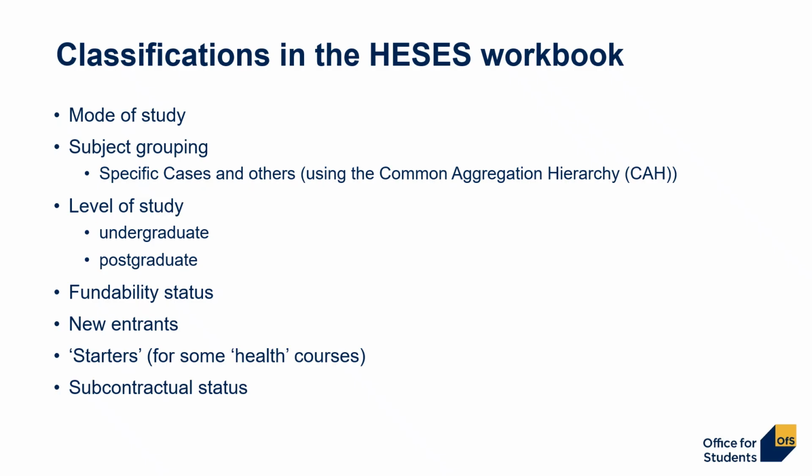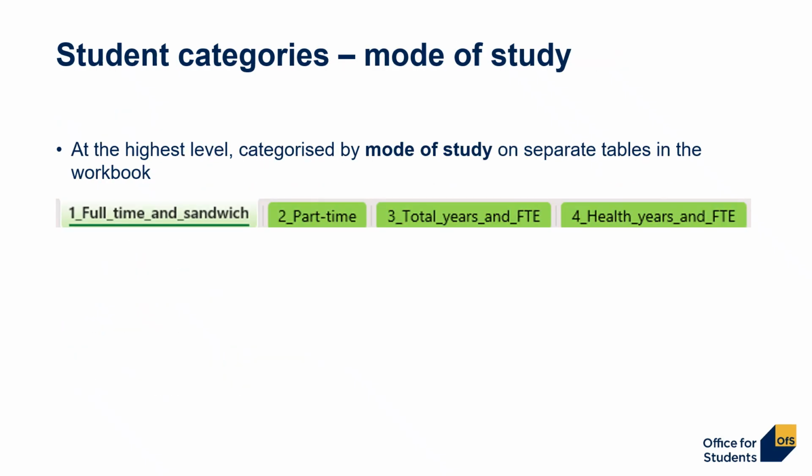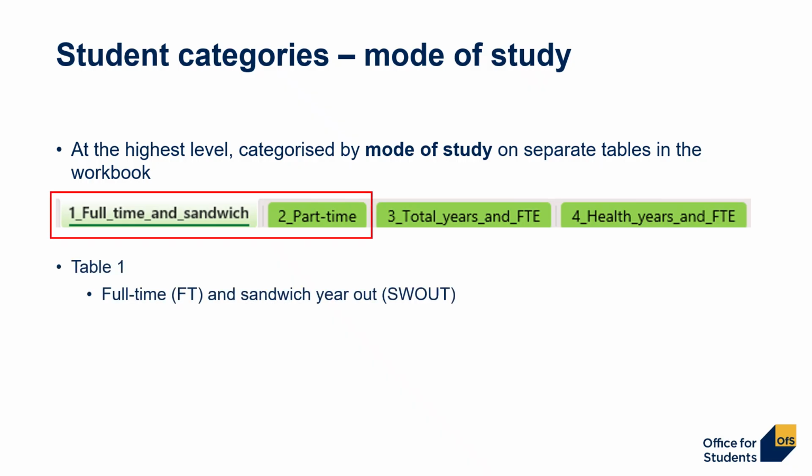The list starts with mode of study. And in the HESES workbook, you will see 2 separate tables for these shown here. Table 1 is for full-time and sandwich year out students. Table 2 is for part-time students. Now we'll talk later about the precise definitions for each of these modes of study, and we'll come to the other tabs that you can see shortly. But for the next few slides, we'll use Table 1 as the reference because Table 2 has the same structure.